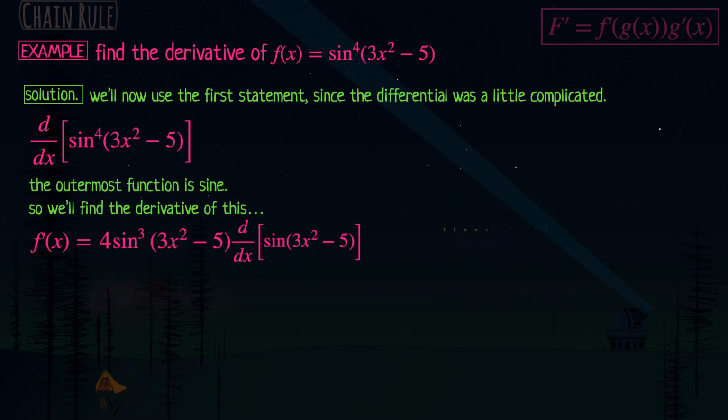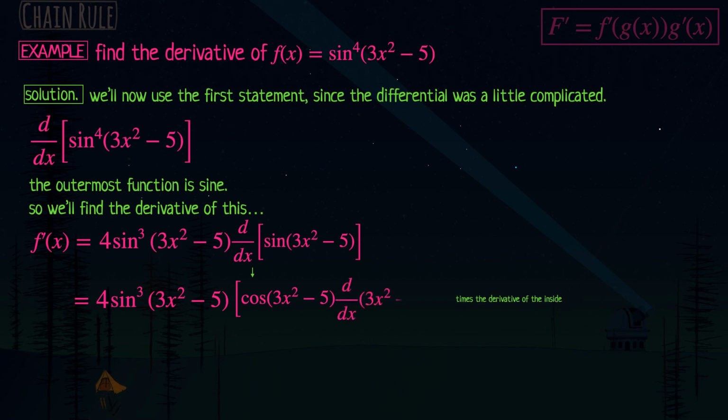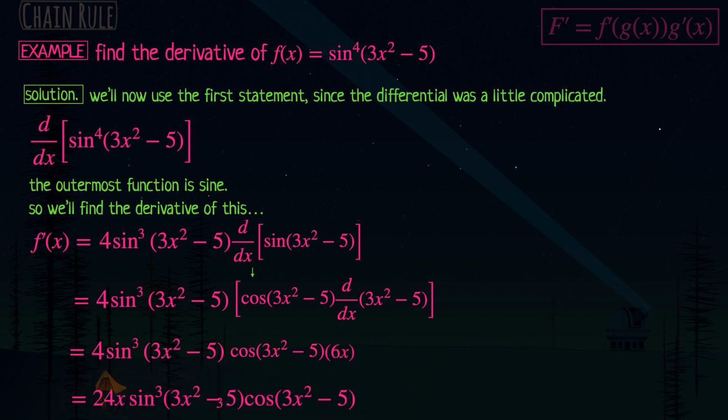So here's our derivative. But we still have that inside function, so we're going to do times the derivative of the inside again. So times the derivative of 3x squared minus 5, which is 6x. And we just simplify. Now, had there been another inside function, we would just keep multiplying by the derivative of the inside over and over again.